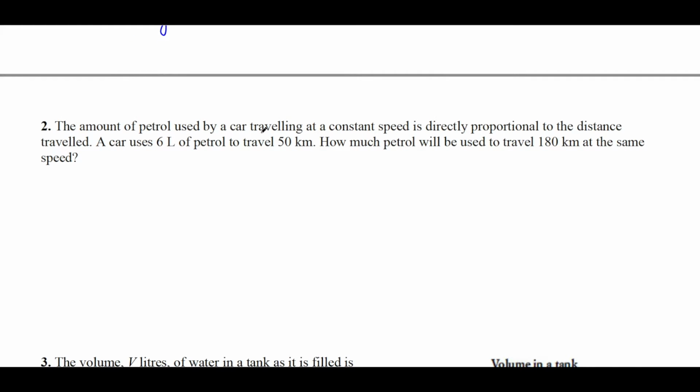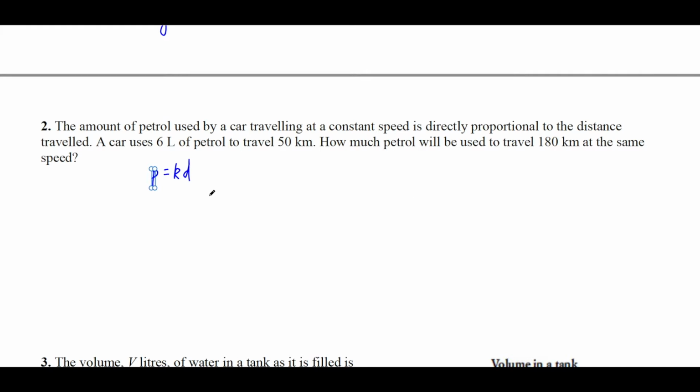The amount of petrol used by a car traveling at a constant speed is directly proportional to the distance traveled. Okay, so as soon as you see the sentence, what you can do is just write down the formula. Amount of petrol, I can just say P is directly proportional to the distance, so I can say P equals K times the distance, right? A car uses 6 liters of petrol to travel 50 km. How much petrol will be used to travel 180 km at the same speed?